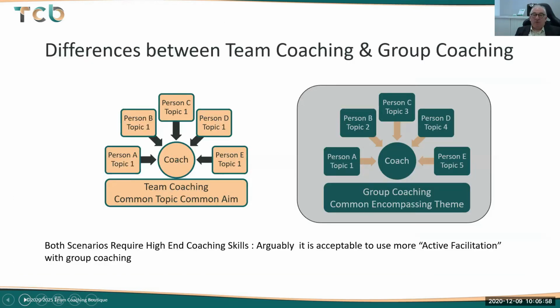Okay, just a very quick slide as we draw to a close here. This is some of the difference between team coaching and group coaching. Both apply. The main thing with group coaching is that it might be just a theme. You're coaching a group around a common theme, but not necessarily a common outcome, whereas with team coaching, you're always looking for a common outcome. So you could argue that it's acceptable to use more active facilitation with group coaching, and it's less emergent, because that's the way it is. But again, that's open to conjecture.